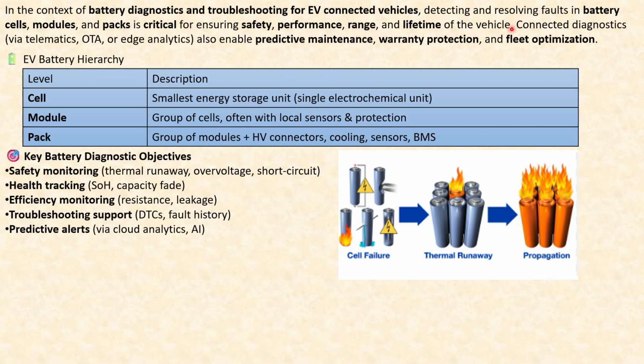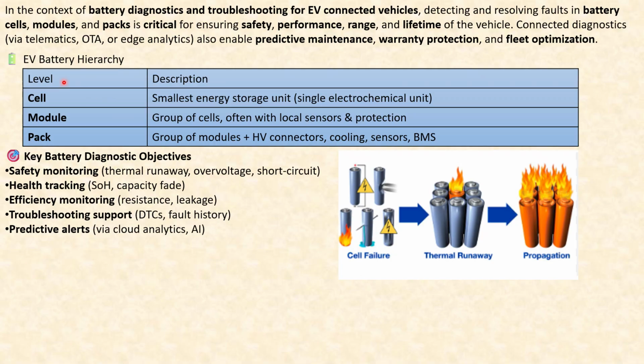Now, as everybody would have at some point seen in their Facebook or WhatsApp or some forwarded video, vehicles catching fire automatically. Okay, so that is all because of faults in batteries and modules. So having a system which resolves the faults proactively is extremely important to ensure safety, performance, range, and lifetime. Now connected diagnostics also enable predictive maintenance, warranty protection, and fleet optimization.